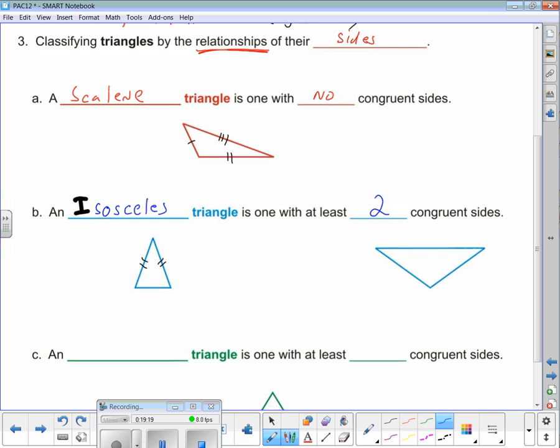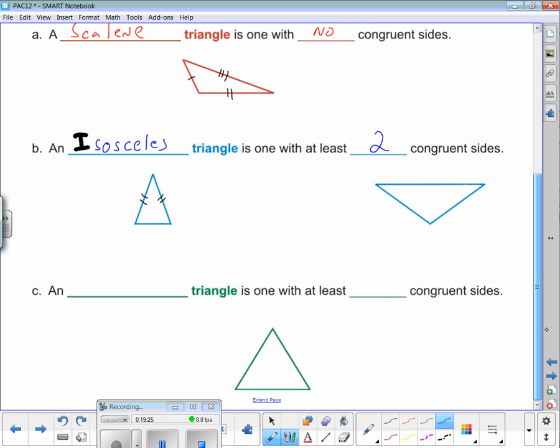I-S-O-S-C-E-L-E-S. Isosceles. So an isosceles triangle is a triangle with 2 congruent legs. Whoa, he returned. Just like MacArthur.